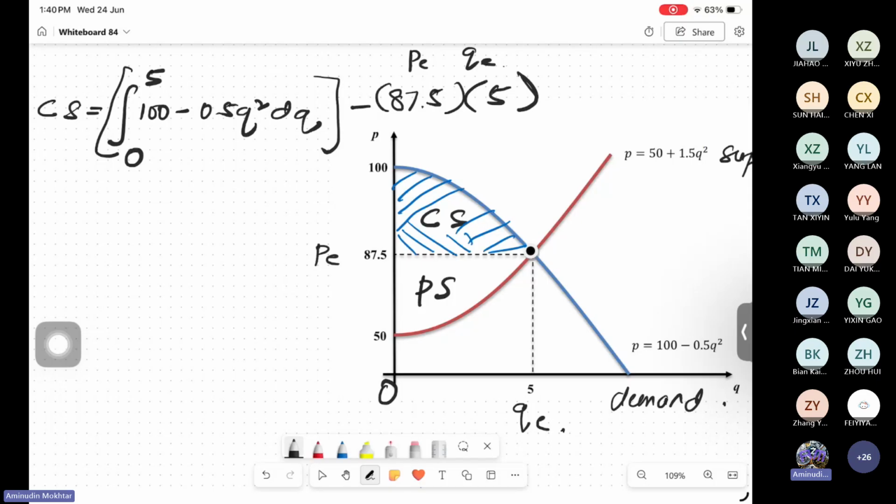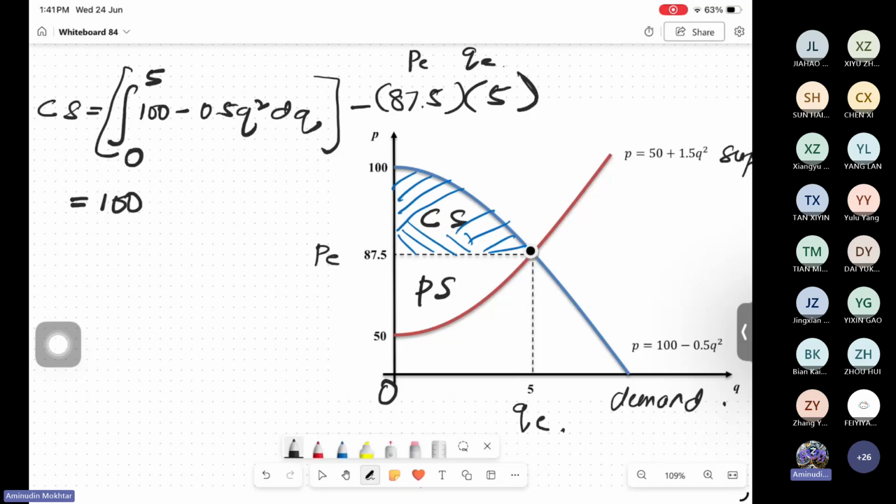Okay, in other words, we need to modify the formula for definite integration, because CS is the area only between the price line and the demand curve. We are not interested in finding the total area under the demand curve. We just want to find the part of that area for CS. Okay, so based on the indefinite integral, you can refer to the formula of integration.